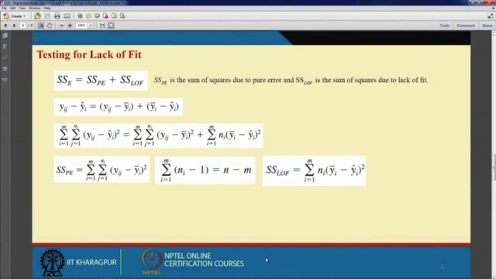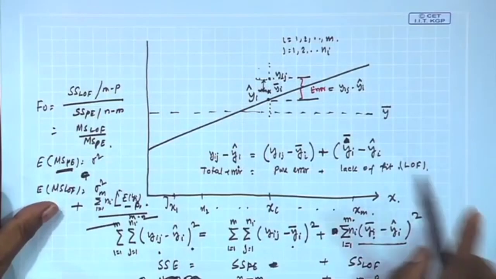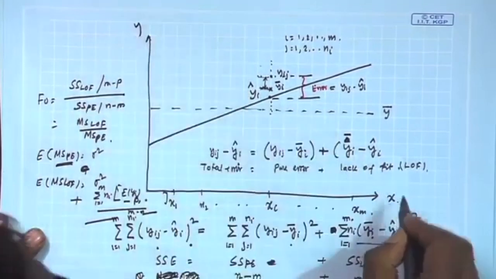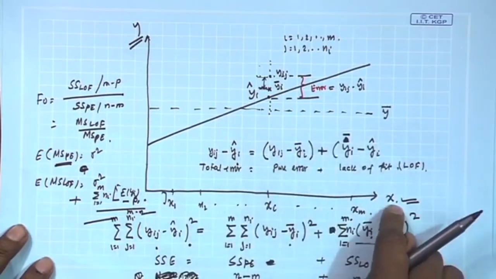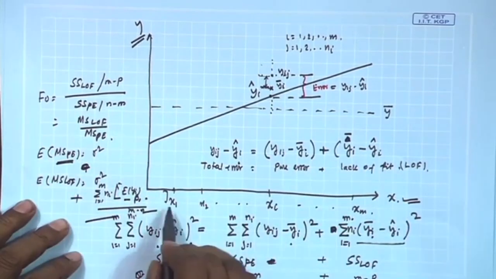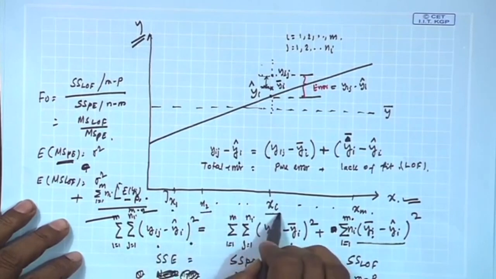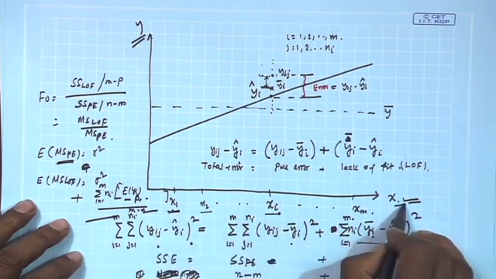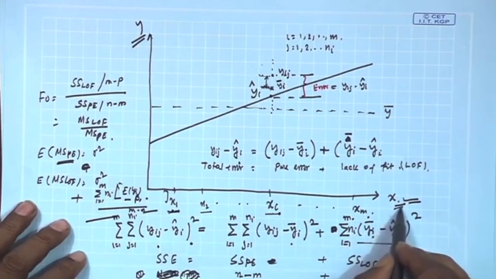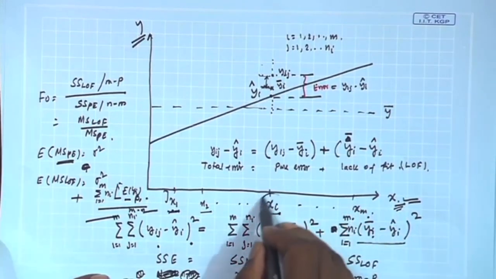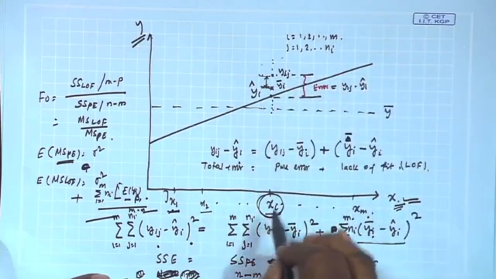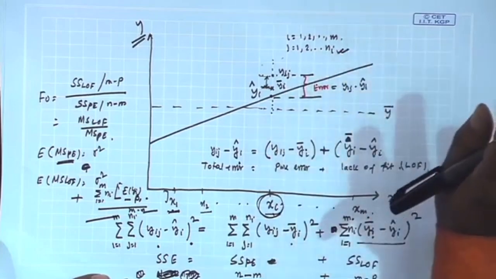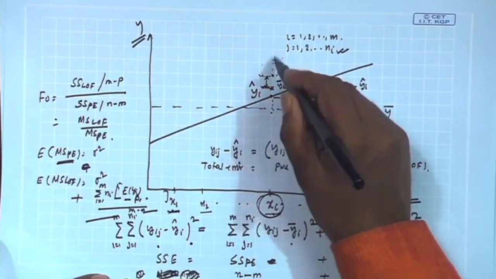Now, I will come to another interesting concept, which is known as lack of fit, and how to test lack of fit. First, let us see this diagram. Let us assume that this is x, the regressor, and y is the dependent variable. Here I am showing one regressor variable, but it can be for many regressor variables. Suppose x_1 is the first fixed value for x, x_2 the second, and so on. These are the m number of fixed values for the regressor. Now, let the ith one be x_i, and suppose you have conducted the experiment keeping x at x_i, n_i number of times. So, you will get n_i number of y observations.